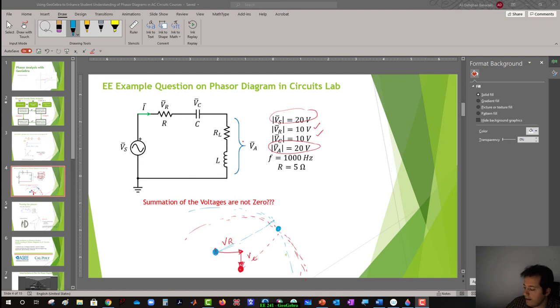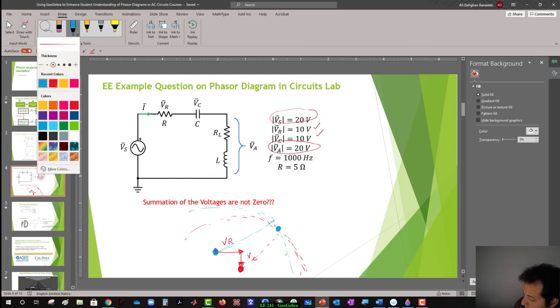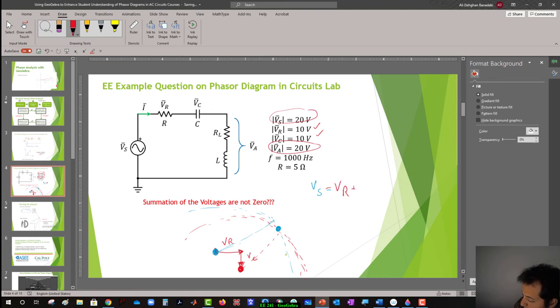So as I was saying, in this equation, the KVL that we wrote here, VS is VR plus VC plus VA. I know the magnitude and the angle of this one. The angle, I assume it is zero, which is fine. That's my reference voltage here. This one, I know the angle with respect to VR, it's negative 90. About this one, I'm not sure because I don't know exactly the value of R, and therefore I don't know the angle of this.